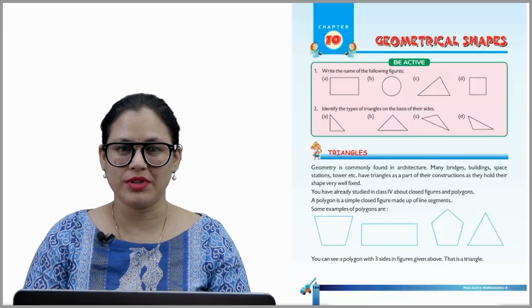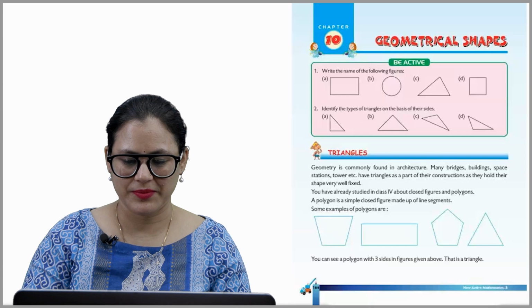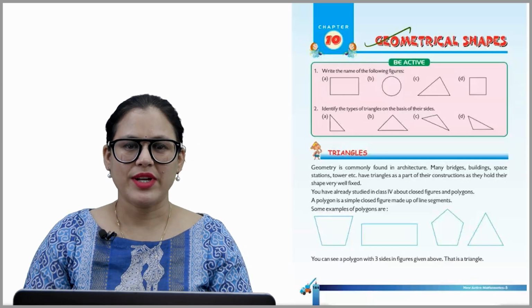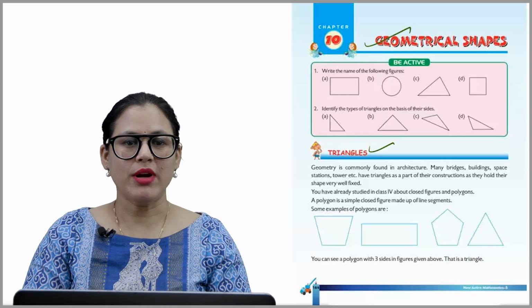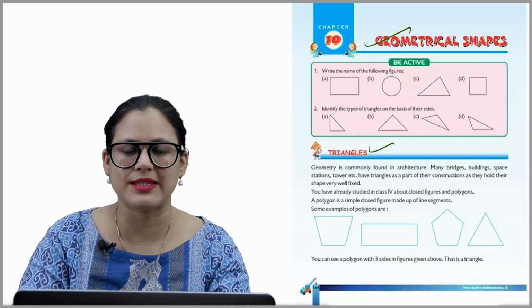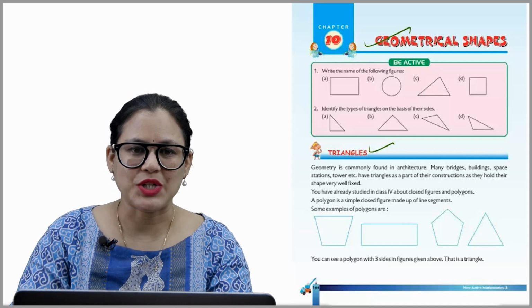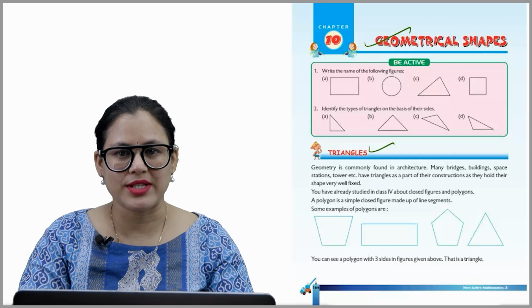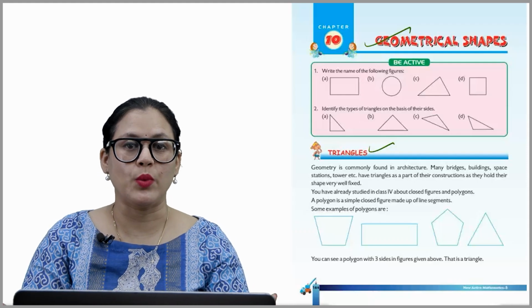Let's start today's chapter, Geometrical Shapes. Triangles. Geometry is commonly found in architecture. Many bridges, buildings, space stations, towers, etc. have triangles as part of their constructions, as they hold their shape very well and fixed.